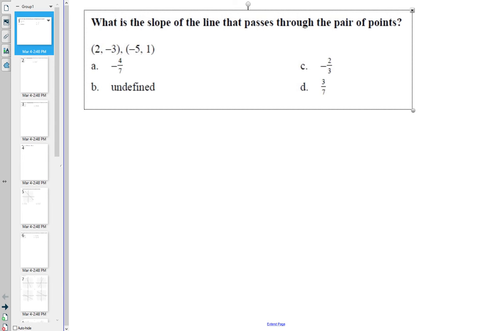So this first one is asking for slope. How do I find the slope of a line? When they give you 2 points, how do you find the slope of a line? Feel free to write this down too, if you want. Subtract y1 minus y2 over x1 minus x2. So this slope is equal to -3 minus 1 over 2, and then you change the -5 to +5.